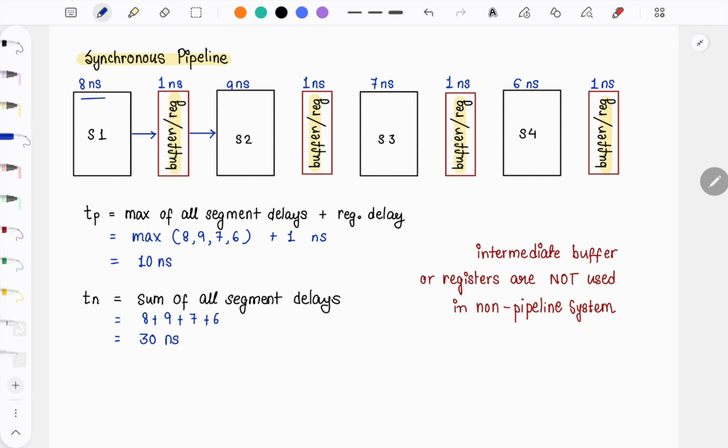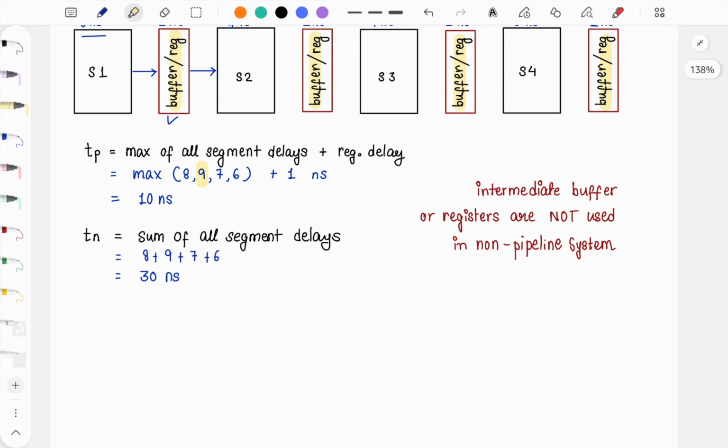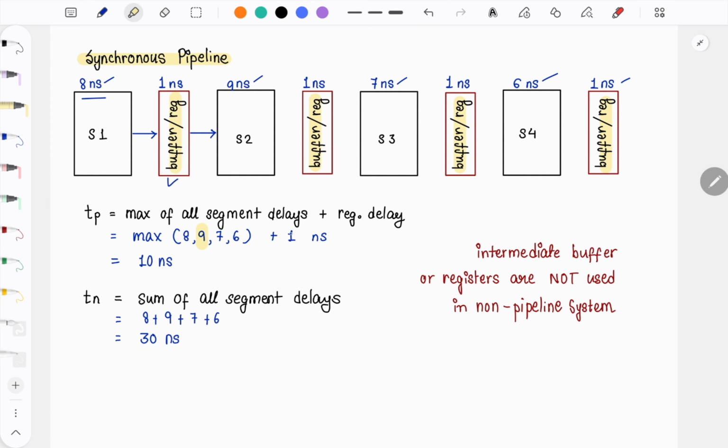In case of pipeline, we use these buffers, and in order to find the clock cycle time, we'll find the maximum of all these segment delays. Like segment 1 is having a delay of 8 nanoseconds, and segment 2 is having a delay of 9 nanoseconds, then 7, 6 and 1. Out of these we'll take the maximum one. So here 9 is the max, and along with that, we will be adding the register delay. Here the register delay is 1 nanosecond. So finally the answer will be 10 nanoseconds.